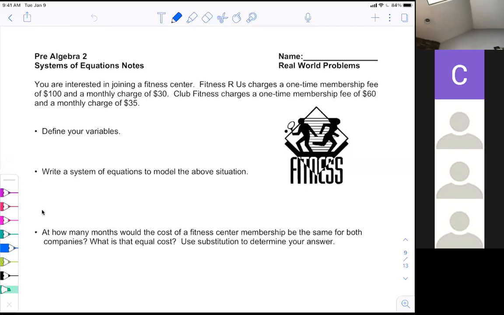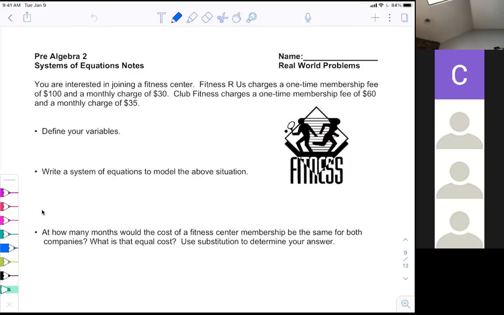So that means that when you go to join, they say, in order to join, you have to pay a down payment or a fee of $100. And then on top of that is a monthly charge of $30. So upfront cost of $100, every month $30. Club Fitness charges a one-time membership fee of $60. So again, you go to join and it's $60 and then a monthly charge of $35.